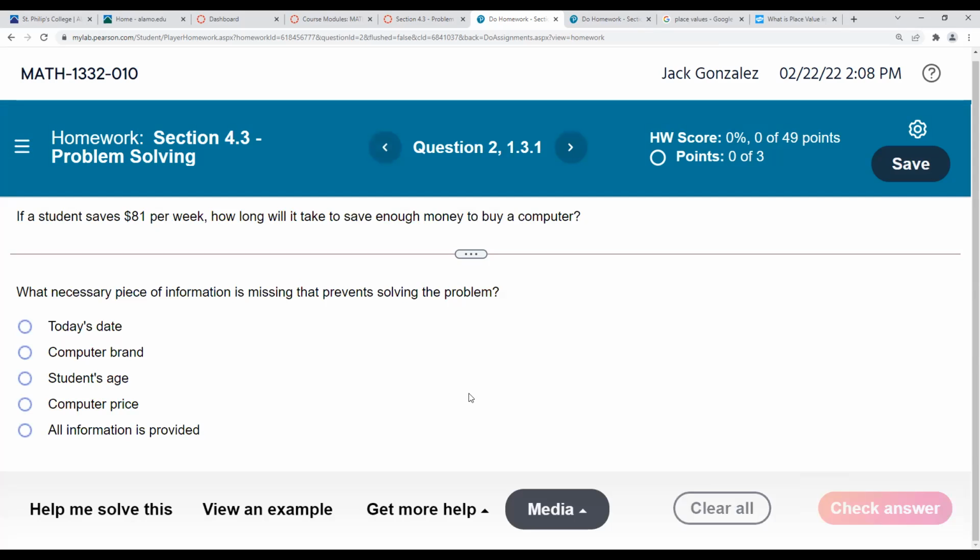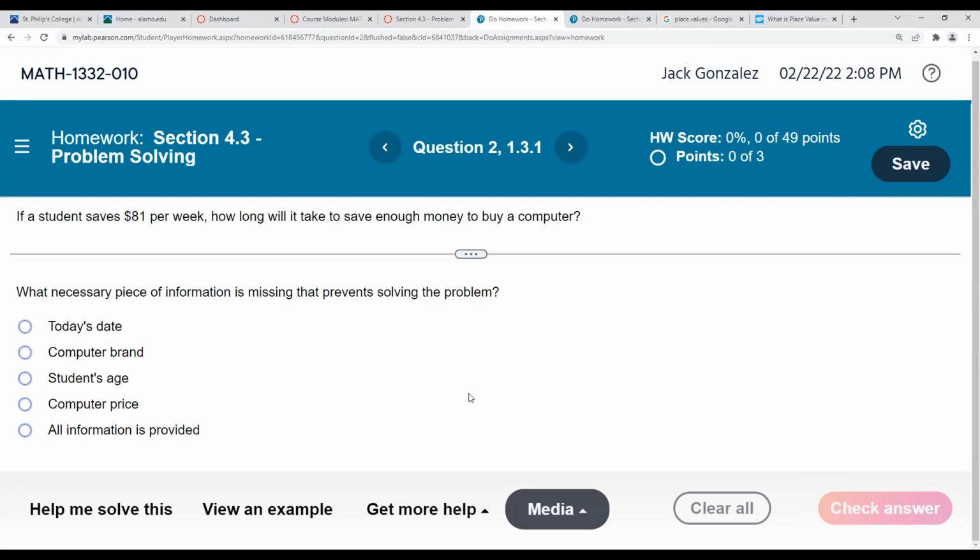Let's see here. What necessary piece of information is missing that prevents solving the problem? So if a student saves $81 per week, how long will it take to save enough money to buy a computer? What's missing from this problem? Computer. Yeah, you can't solve this without knowing how much you need to save, right?